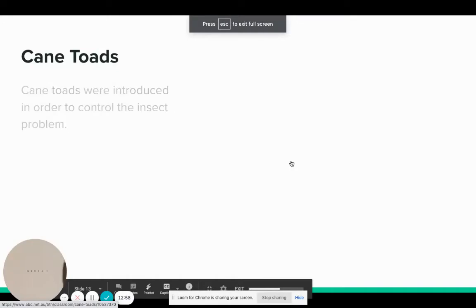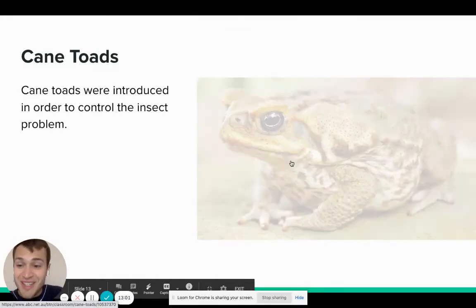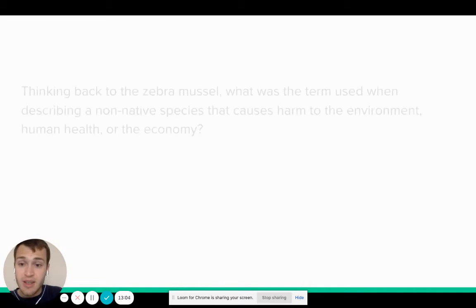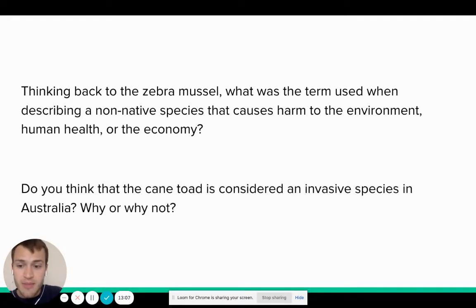So cane toads are an example of an invasive species, just like zebra mussels. They were brought to Australia from South America about 90 years ago, and they don't have any natural predators. As we heard in the video, if anything tries to eat a cane toad, it's going to die because of all the poison in the toad. The exception being meat ants, but meat ants haven't quite figured out where exactly cane toads live yet.